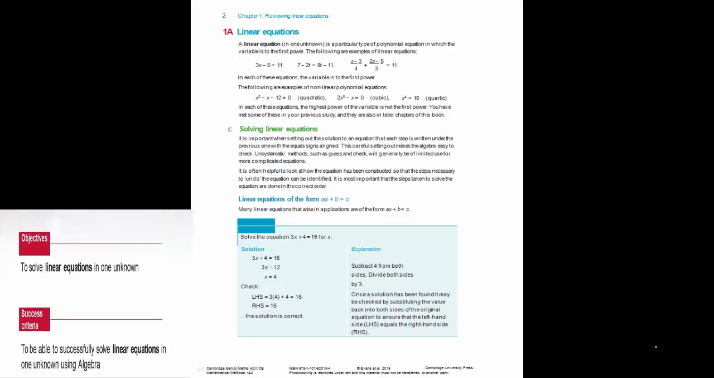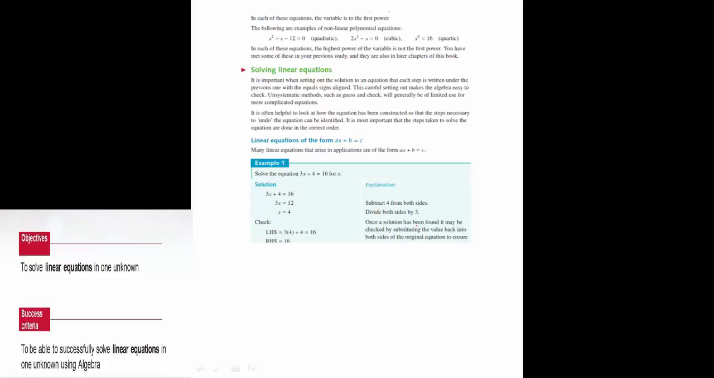Now, for linear equations of the form ax plus b equals c, we will see a few examples, and then I'll give you some problems to do, and for selected problems I'll show the solution at a later date.